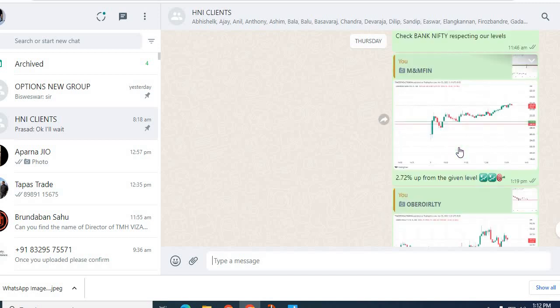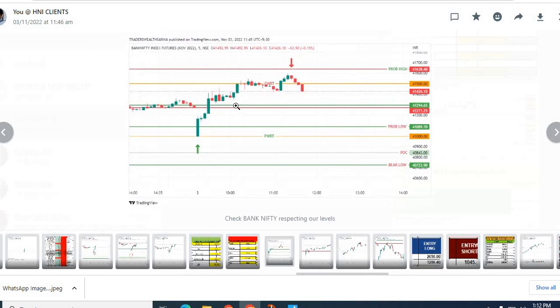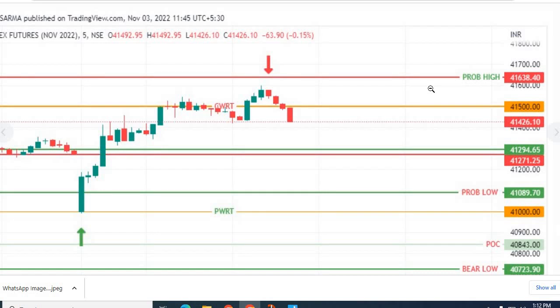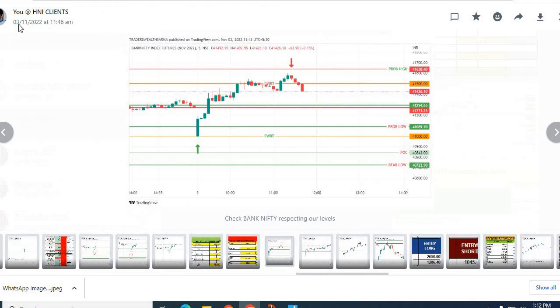I can go back and check on Thursday. I have given these levels, and you can see from the back. See, this is the probable high, 41,638.40. This was given on the third. So I'll show you when I shared my levels. Okay, let me show you.